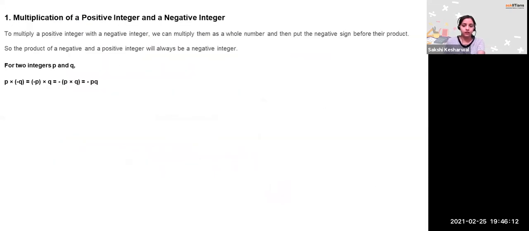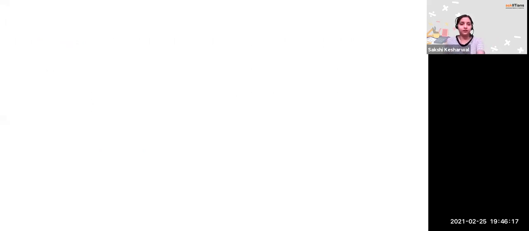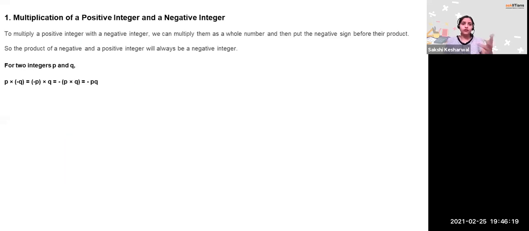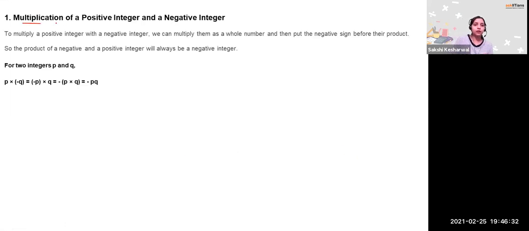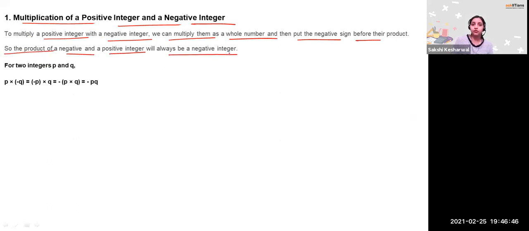This is the multiplication of a positive number and a negative number. Let's go one by one. What is the multiplication of a positive number and a negative number? Let's take an example, it's repeated addition, which we have done. To multiply a positive integer with a negative integer, we can multiply the whole numbers and then put the negative sign before their product. So the product of a negative and a positive integer will always be negative.